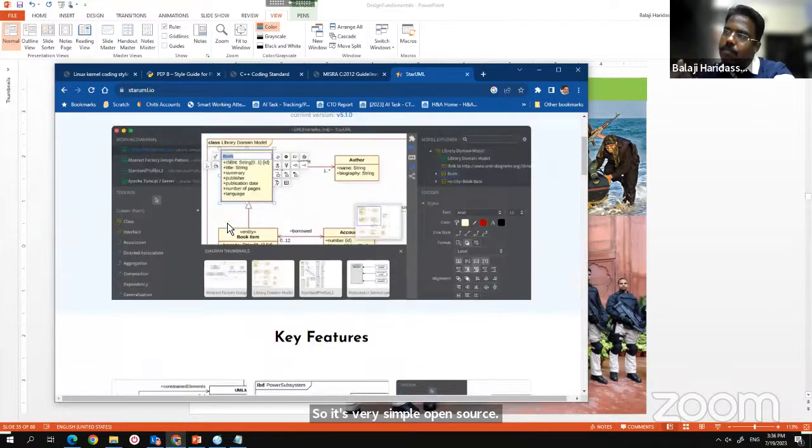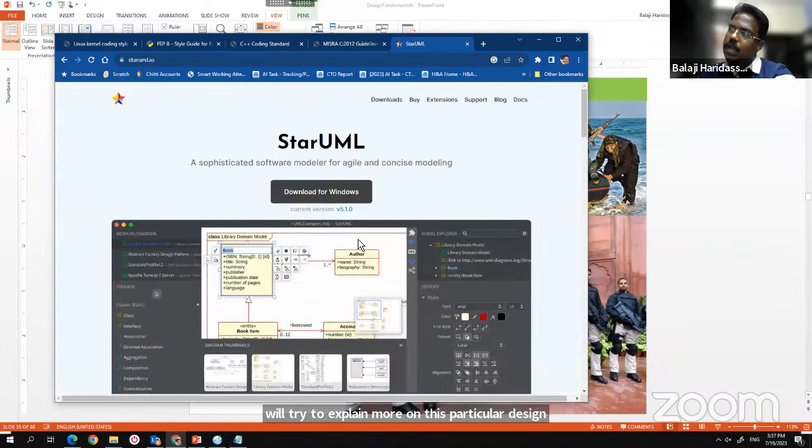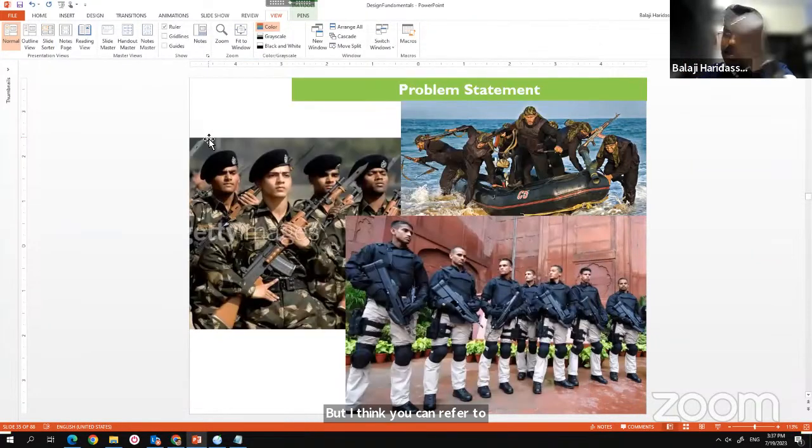Before coding, please ask your members to do object-oriented design using StarUML. If they know UML 2.0, they can easily code it from there. Okay, and it is very straightforward to use. Unfortunately, I don't have time to explain more. Maybe, if we have any session later, we will try to explain more on this particular design. But I think you can refer to StarUML to represent what we just discussed, utilizing classes, objects, interfaces, constructors, etc. in the design.